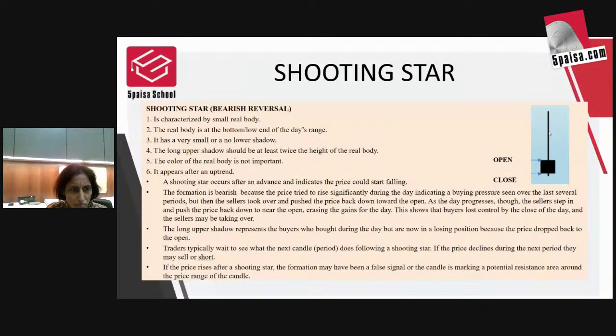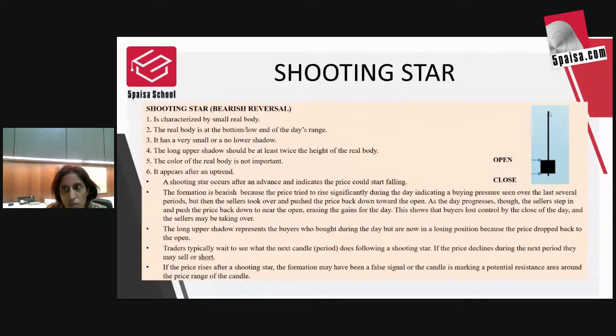So a shooting star occurs after an advance and indicates the price would start falling. The formation of a shooting star signals a bearish sentiment, because the price tried to rise significantly during the day, indicating a buying pressure.